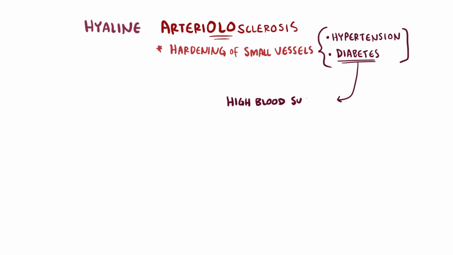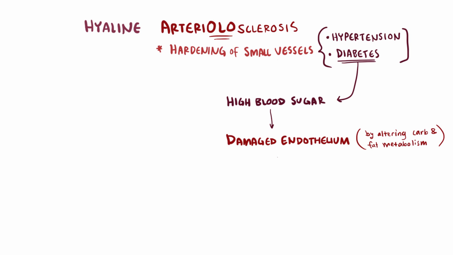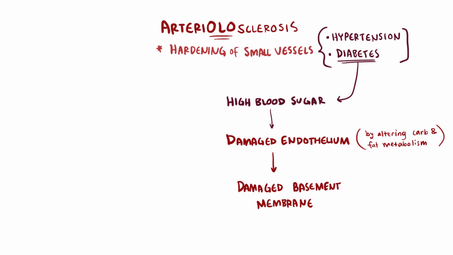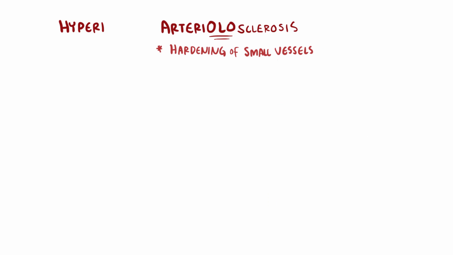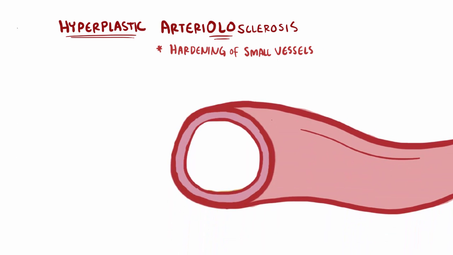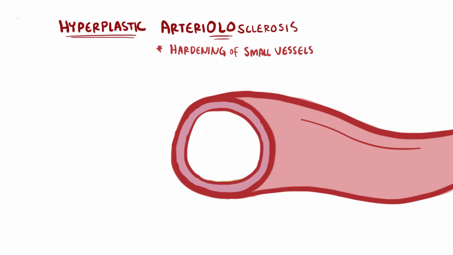Chronic exposure to high blood sugar can directly damage the endothelium, likely by altering carbohydrate and fat metabolism, which in turn damages the basement membrane of the blood vessels. Another type of arteriolosclerosis is called hyperplastic arteriolosclerosis, which also happens due to the thickening of the blood vessel walls, and occurs when a person has extreme hypertension.